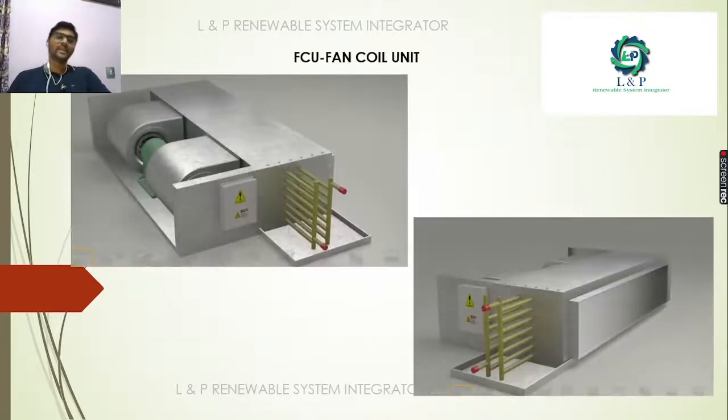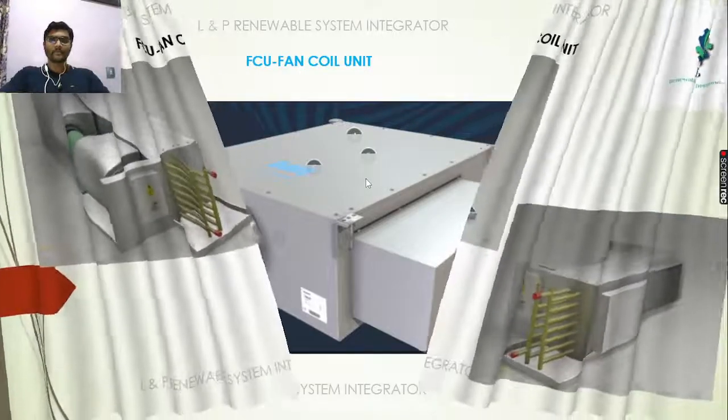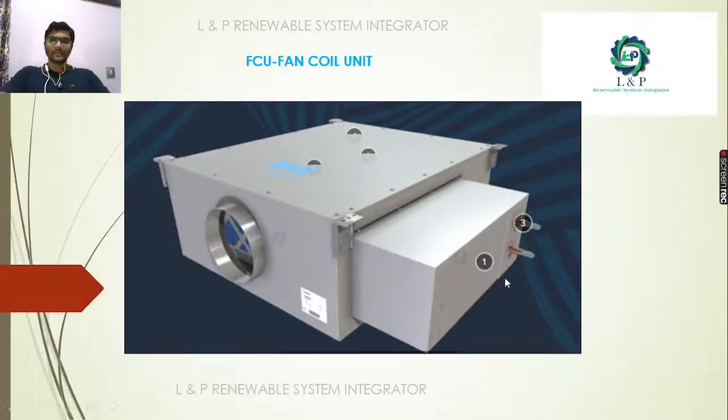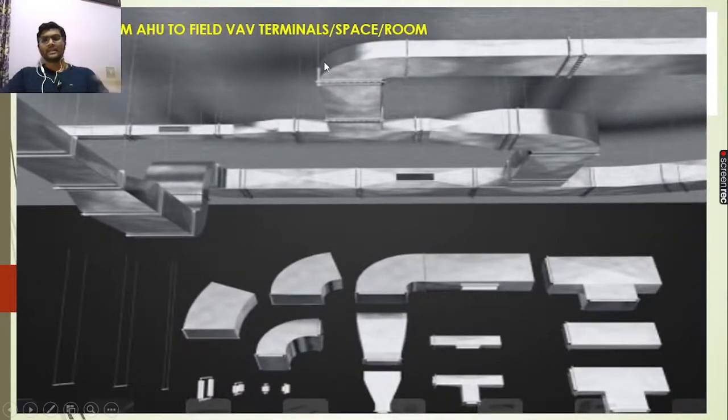Now let's enter. So this is how the FCUs look like. This is one of the mechanical designs. So this is the fan coil unit and this is the electrical part of the fan coil unit. While supplying inside the building, the air from the FCU should go through the ducts. This is how the ducts look like.